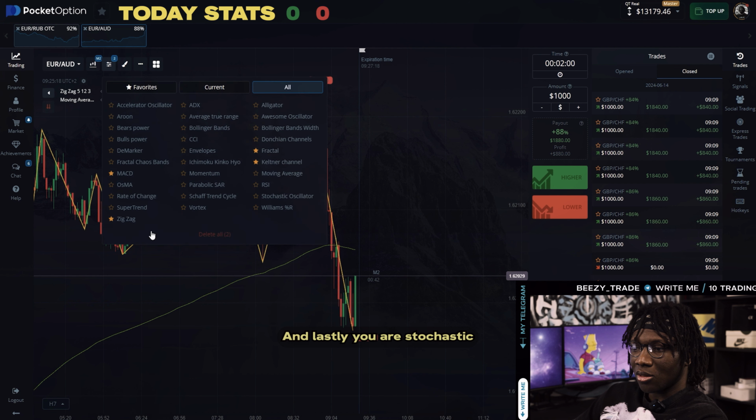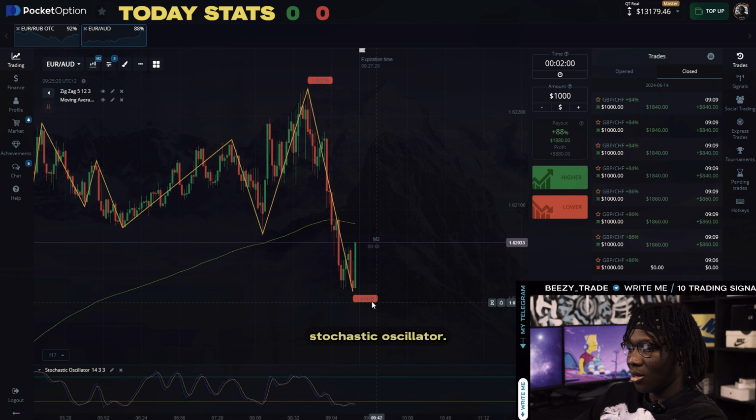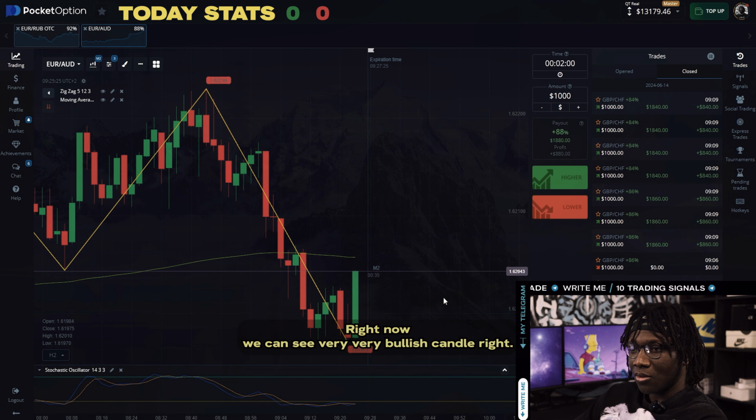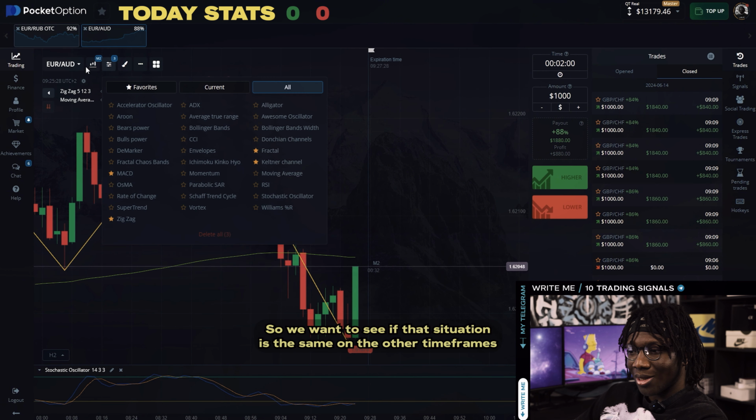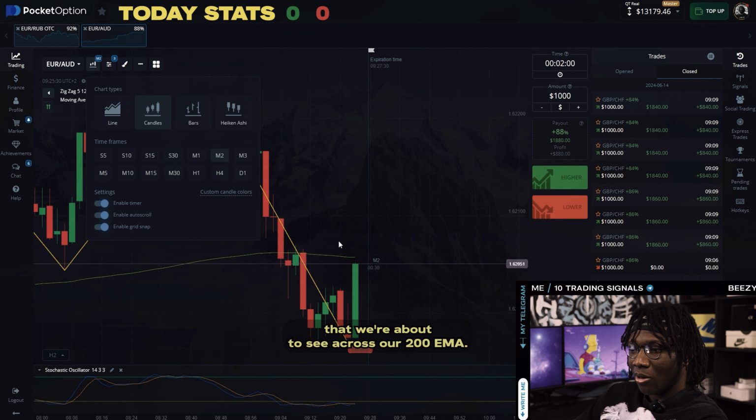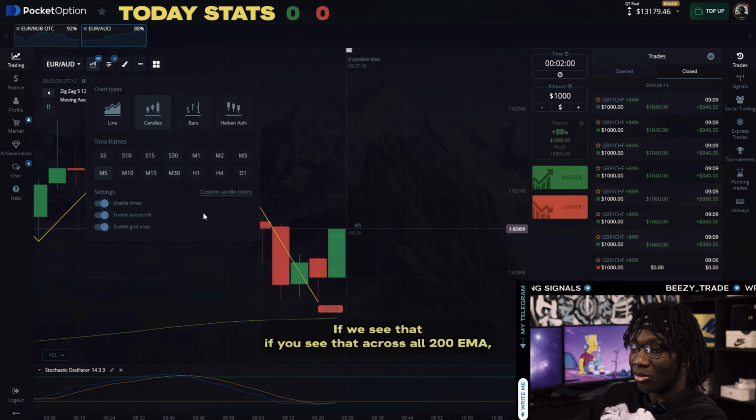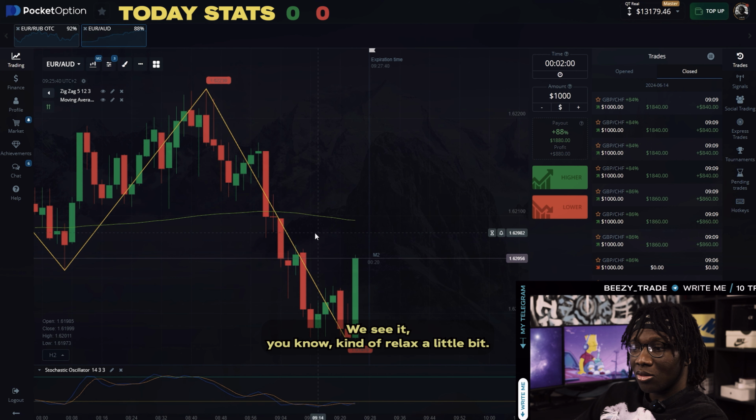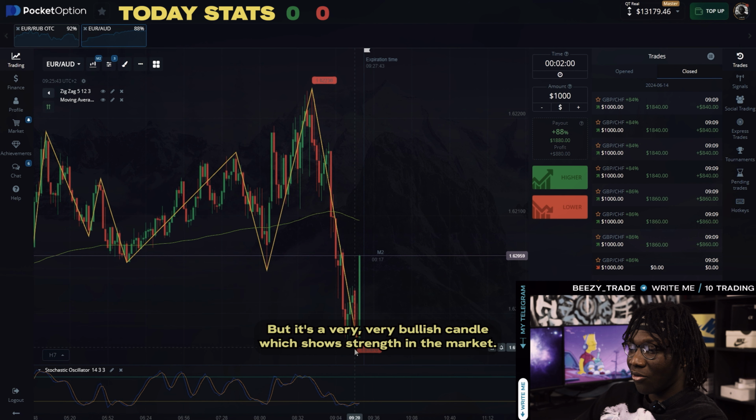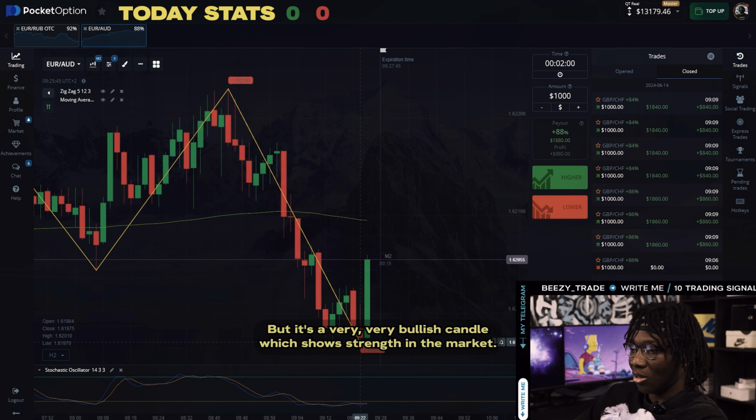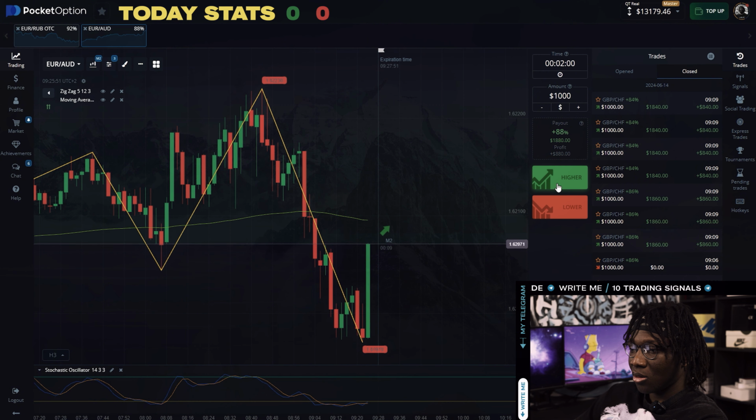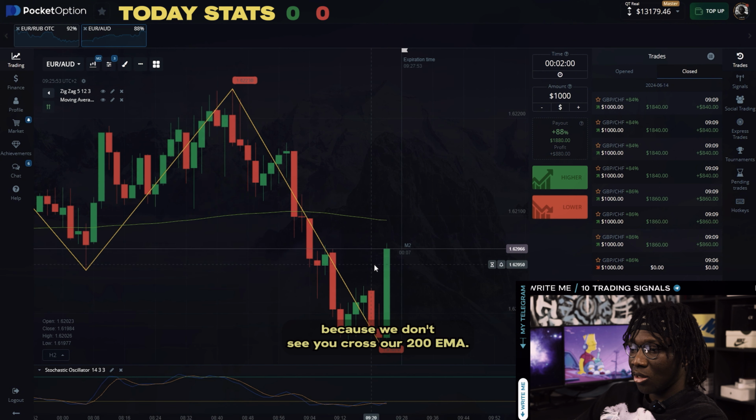And lastly, we add our stochastic oscillator. Right now we can see a very, very bullish candle, right? So we want to see if that situation is the same on the other time frames. Now we're about to see it cross our 200 EMA. If we see it cross our 200 EMA, we're definitely going for a call here. If we see it relax a little bit... this is a very bullish candle which shows a trend in the market, but we don't want to jump in headfirst because we don't see it cross our 200 EMA.